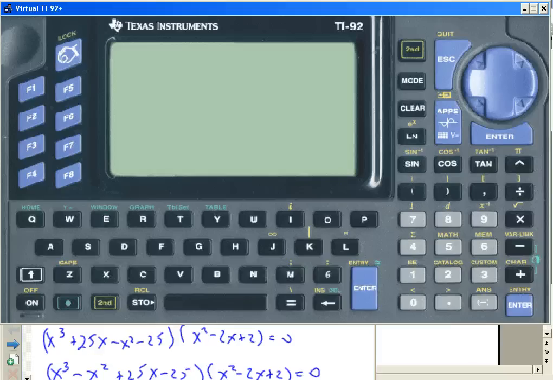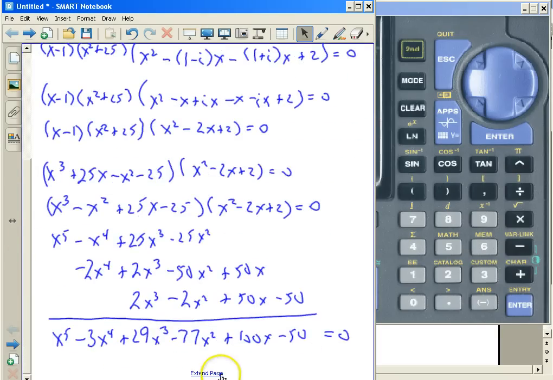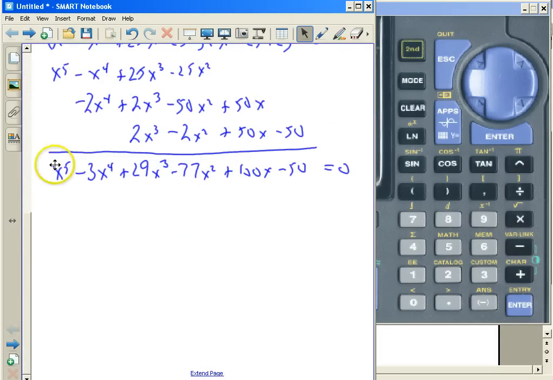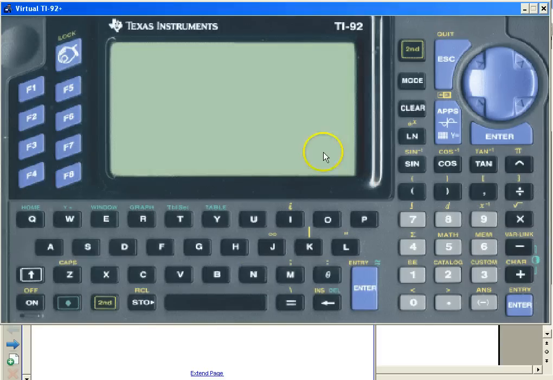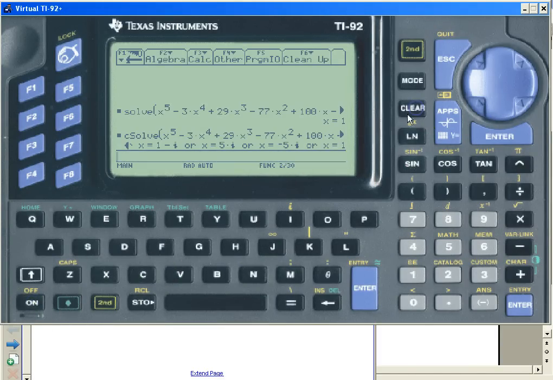Okay, so let's figure out what Colossus says about this answer. This was the answer we got, right? Okay, there it is. I'm going to type that into Colossus, and I'm going to ask Colossus to solve it for us. Okay, here we go. So first you have to turn him on. There he is. And wait, clear.